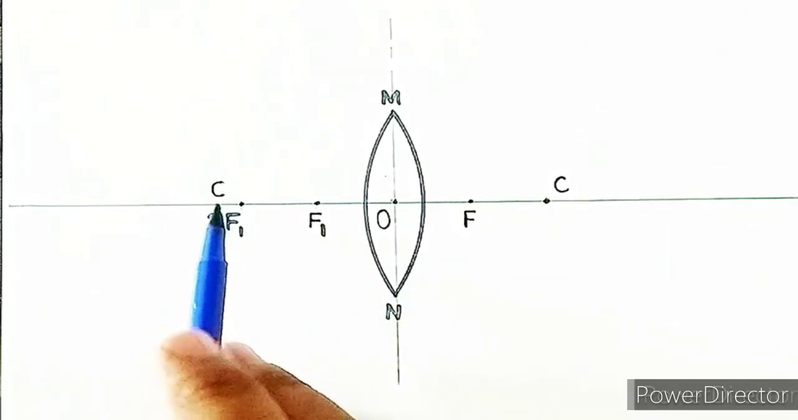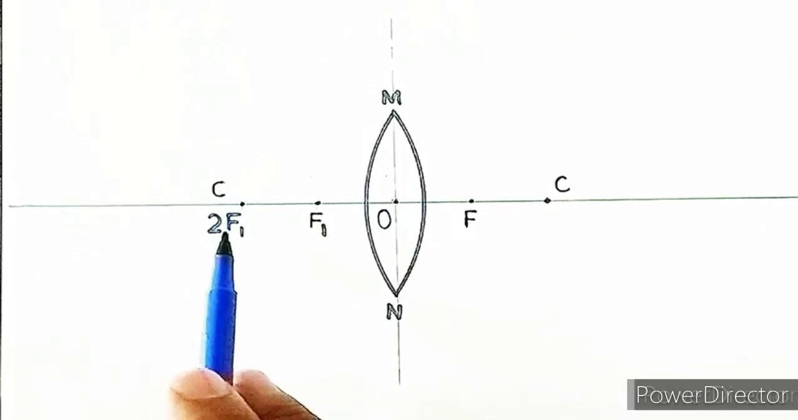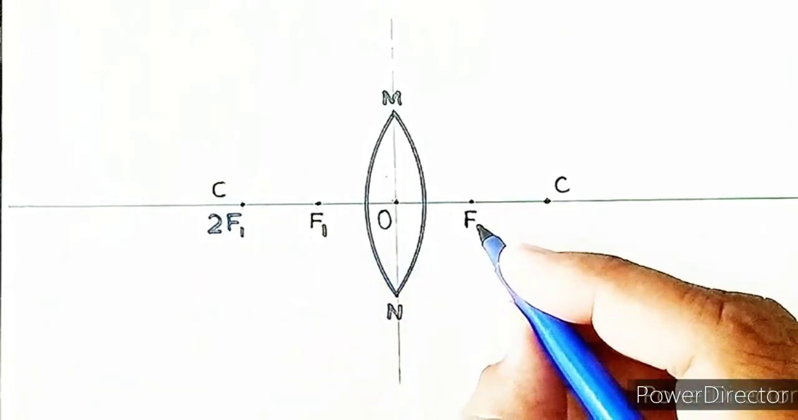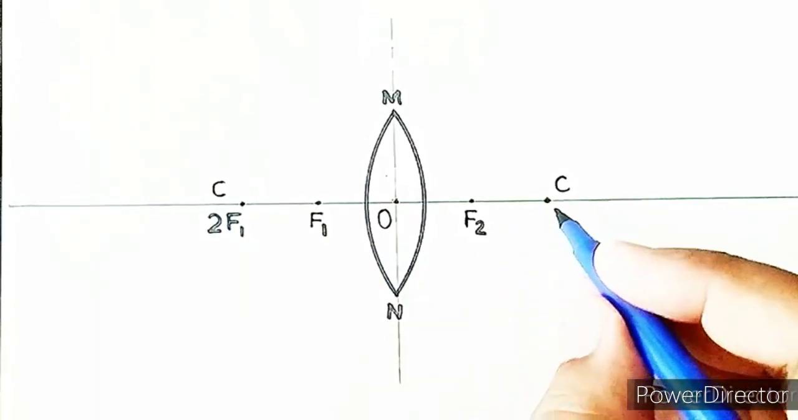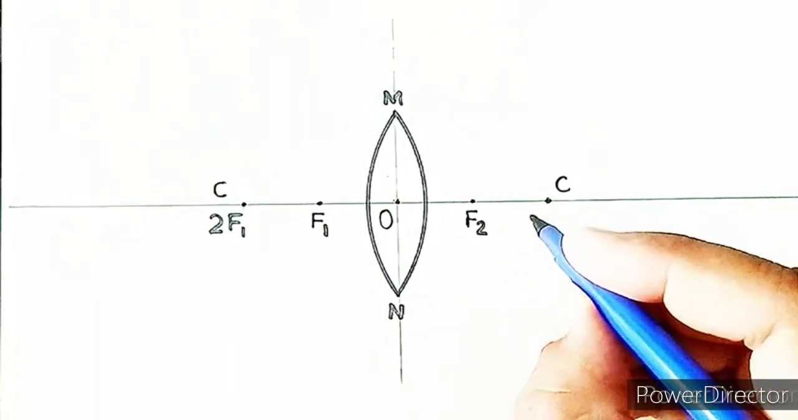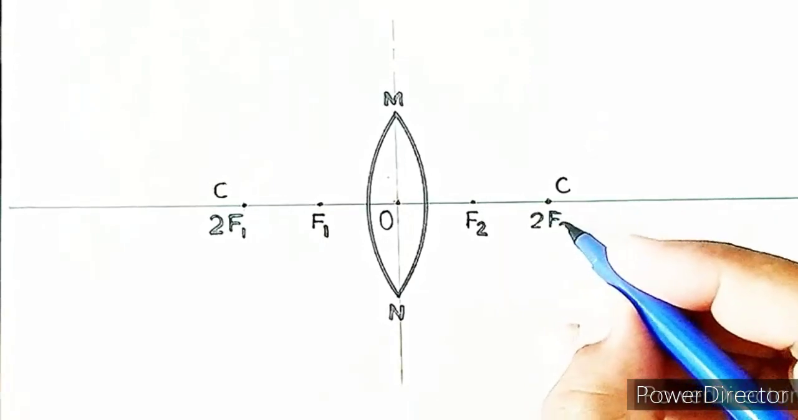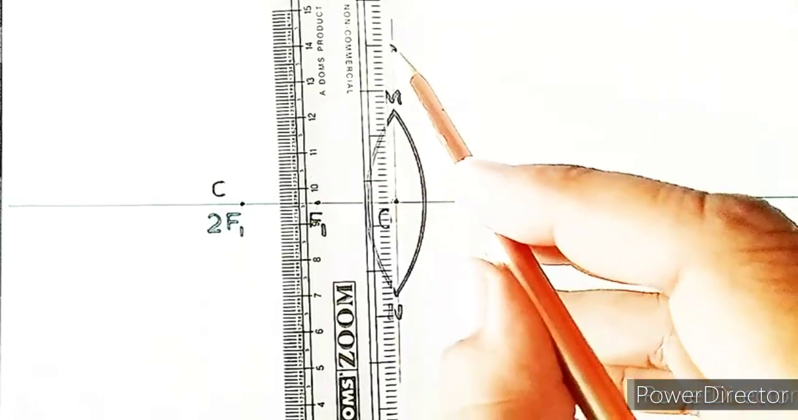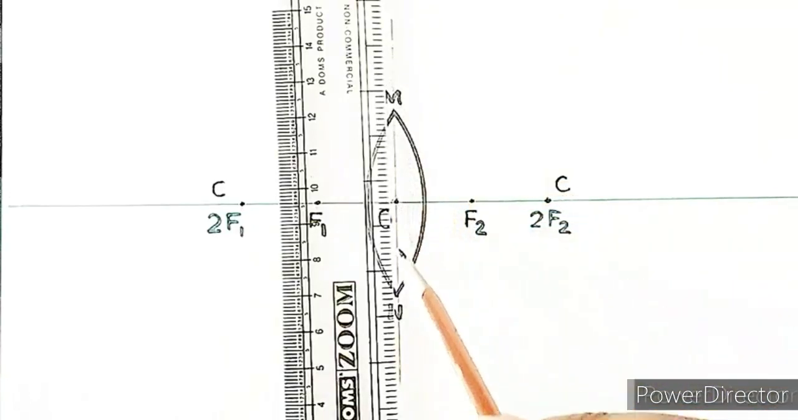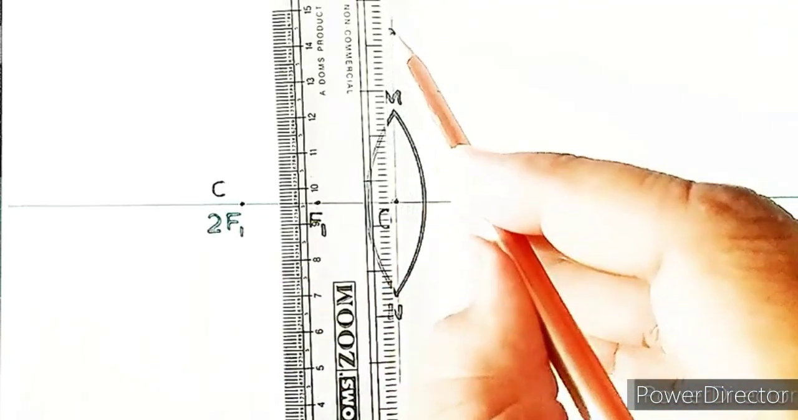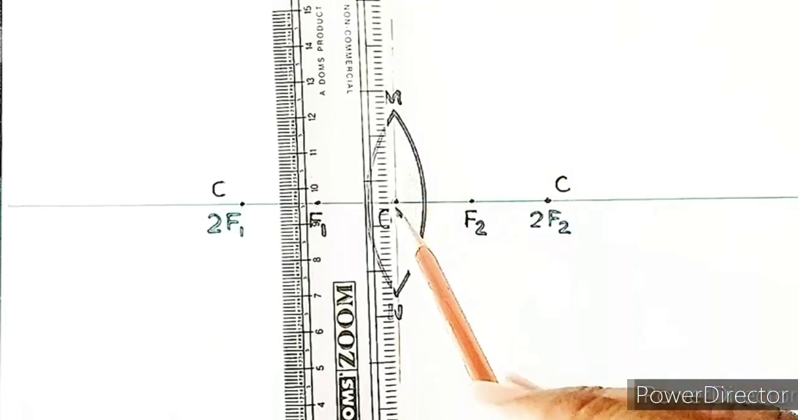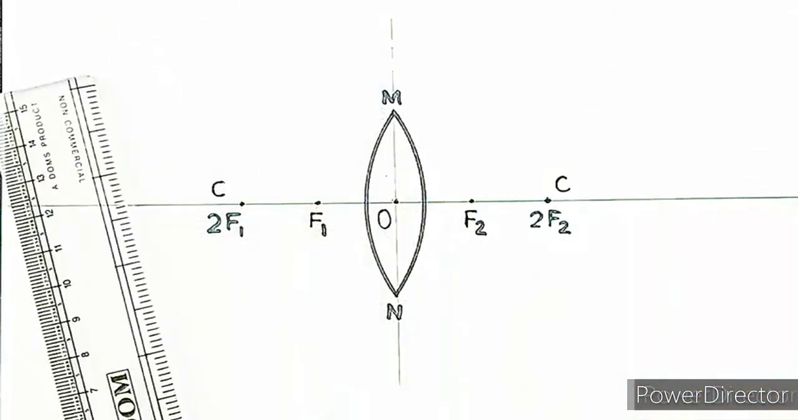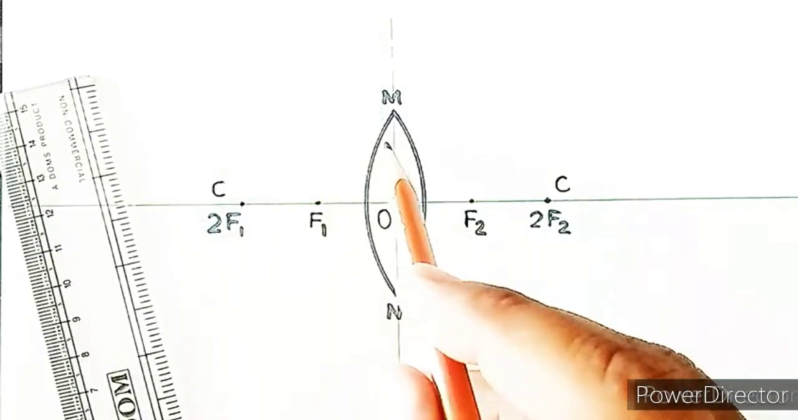Actually it is C, so no need to write C. We'll consider this as 2f1. So if this is f1, this one will be f2, and this C will be 2f2. Okay, and then with the scale you will have to draw one perpendicular to this principal axis. You draw one perpendicular dotted line, and that will be our main surface for the refraction of light.